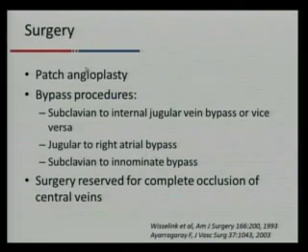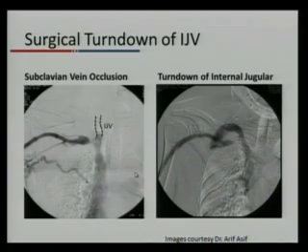So they can go and do a patch angioplasty of the vein, or they can do procedures such as subclavian to internal jugular vein bypass, jugular to right atrial bypass, subclavian to innominate bypass. Okay, and here's an example.